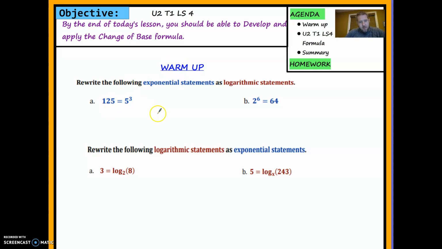This is lesson number 4, which we're going to be talking about, in this case, change of base property. We're going to start off with a quick warm-up on changing exponential to logarithmic form and vice versa. So this will be log base 5 of 125 equals 3.